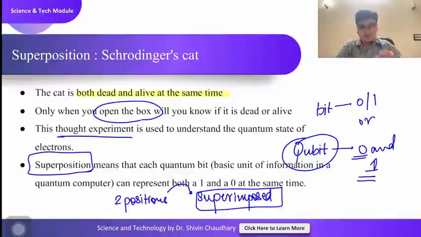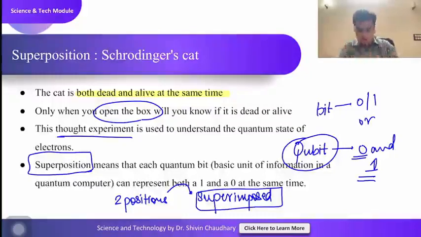Okay, if it's not clear, just understand it means that you are in two states at the same time. For me, the cat is both dead and alive at the same time. I don't know exactly, right? So I can think that it is both. Now this is what an electron is doing at the quantum level. It is both a particle and a wave at the same time. So it is two states, state of 0 and state of 1 at the same time.